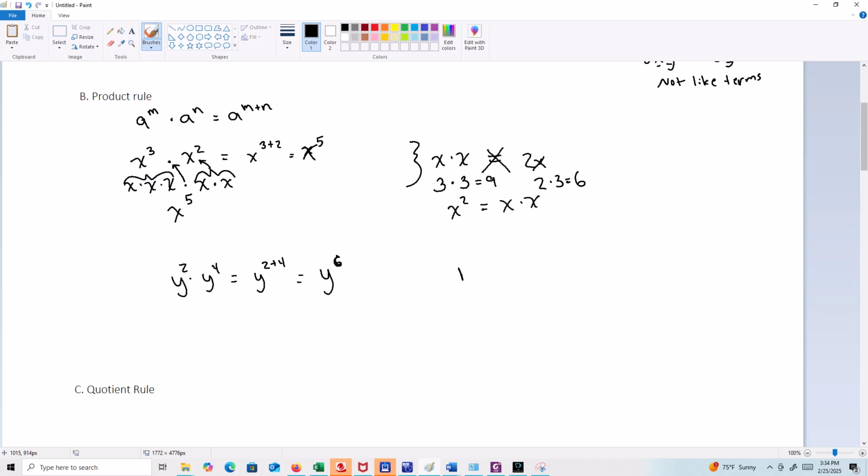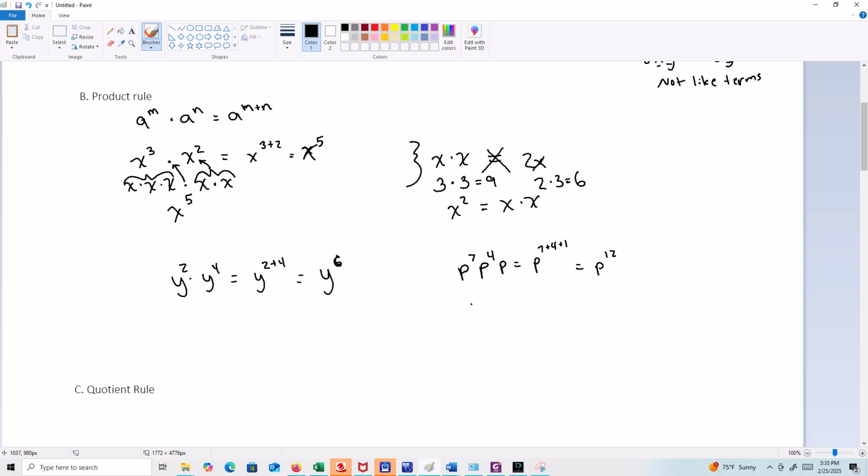If I have p to the 7th times p to the 4th times p to the 1st, notice, remember with algebra, you can put the variable right beside the other variable, and that is an implied multiplication. So p to the 7th times p to the 4th times p to the 1st would be p to the 7th plus 4th plus 1st power, which equals p to the 12th. We're just simplifying.